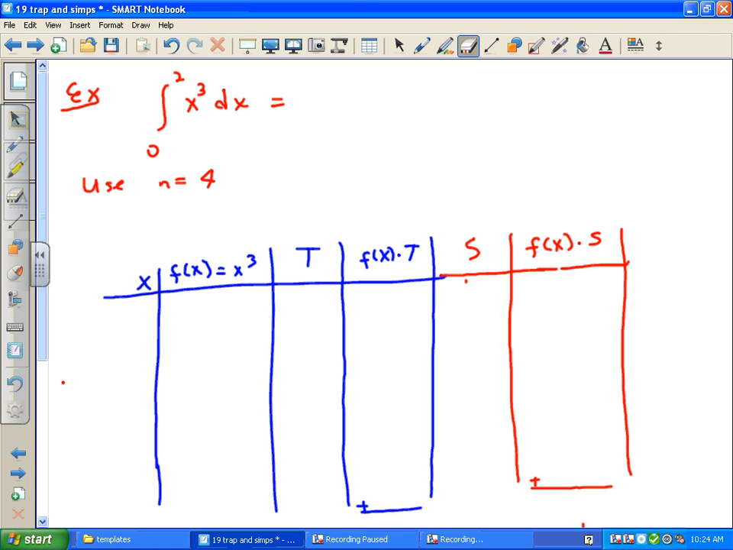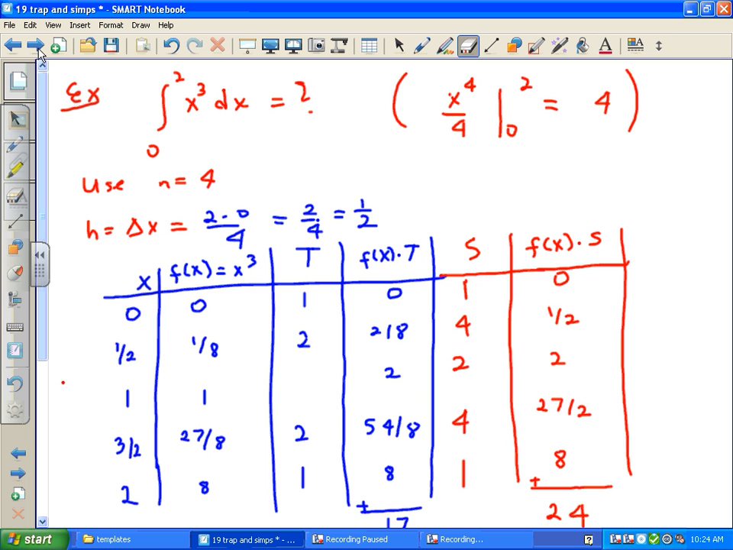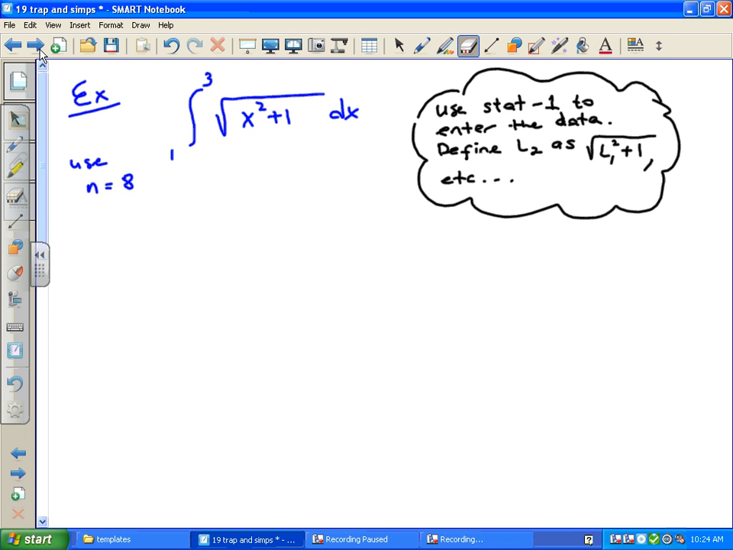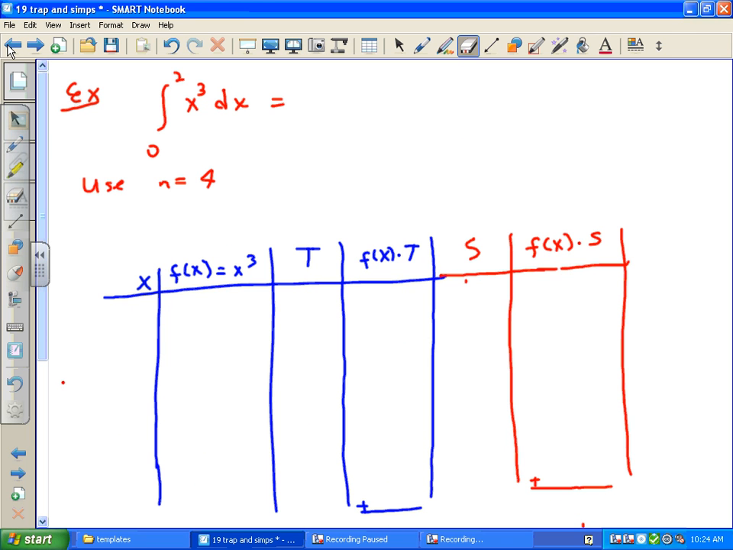But rest assured, like some of the examples we're going to do in a minute, let me show you what they will look like. It will look like something like this, where u-substitution does not work. This is really where you need Simpson's method and the trapezoid method. But the first example is just to demonstrate that we will get the answer you expect to get.